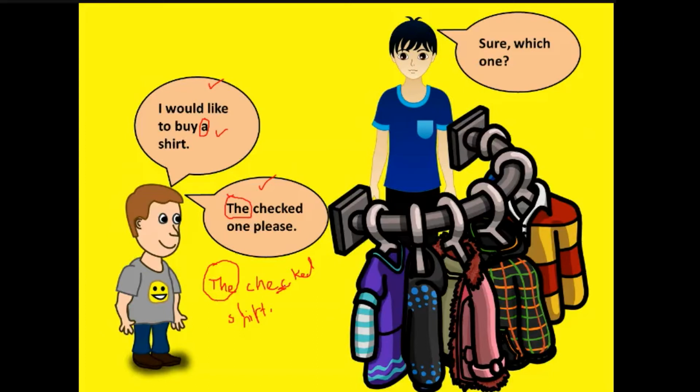Now, the next thing that we need to notice over here is when do we use the article a and when do we use the article the. In the first sentence, the boy is asking for a shirt, that is any shirt in general. He uses the article a when he's talking about any shirt in general. Whereas when he's talking about one specific shirt, that is the checked one, he then uses the article the. Similarly, if you want to buy this shirt, you would say, I would like to have the purple shirt, please.